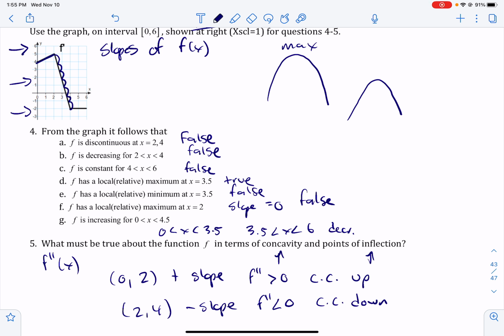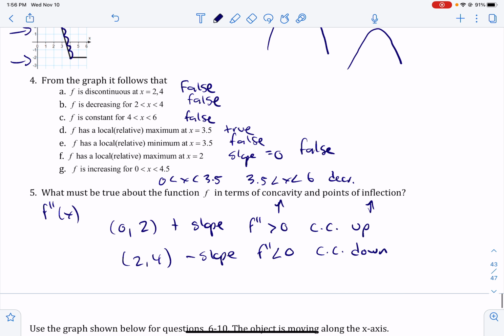And then what is happening from 4 to 6? I have no slope. My slope is 0. So I'm not going to be concave up or down. Well, I guess from here, we don't know what's going on. All I know is my second derivative is going to be 0, and I can't use my second derivative to tell me anything when it is equal to 0, other than that there may be inflection points. So that's all I can say about concavity.